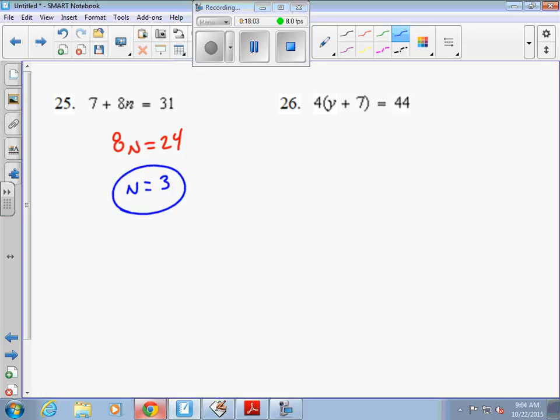You have to distribute 4 times y is 4y. 4 times 7 is 28. Equals 44. Subtract 28 on both sides. 4y is equal to 14 minus 8 is 6. And then 3 minus 2 is 1. So 4y is equal to 16. Divide by 4 on both sides, and y is 4.